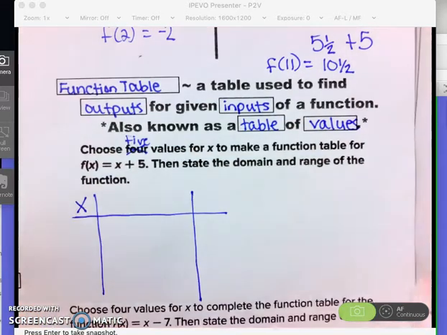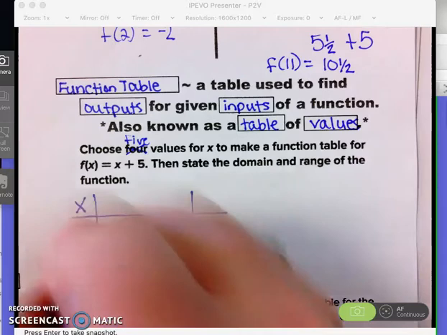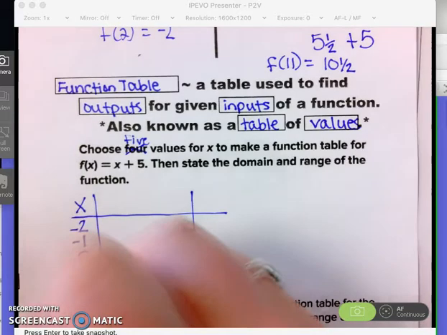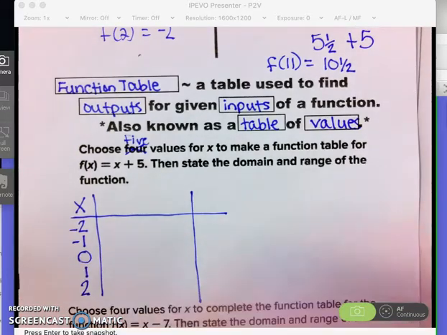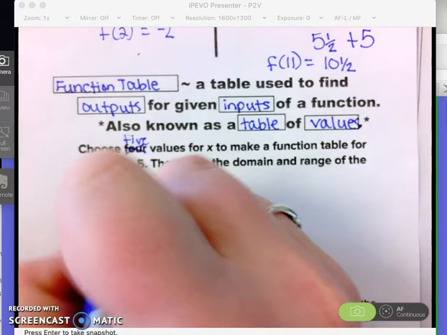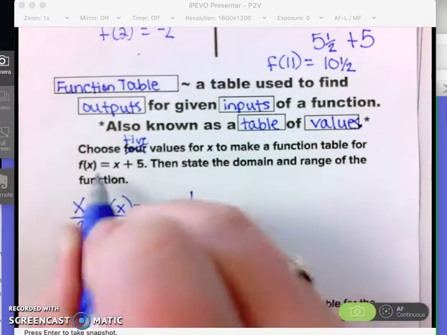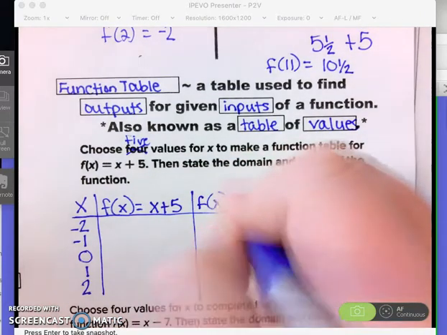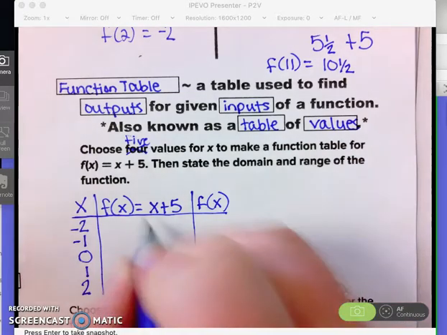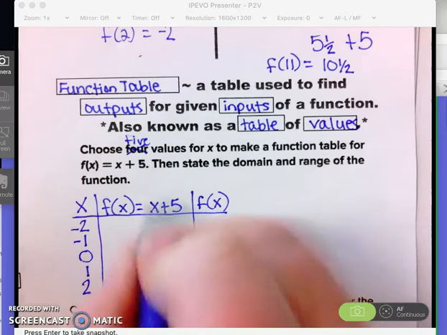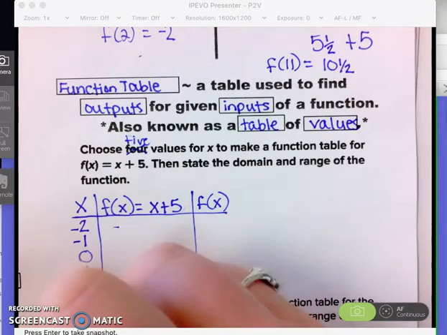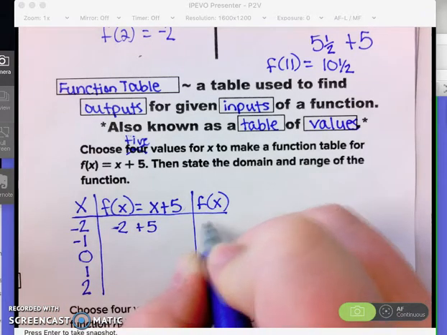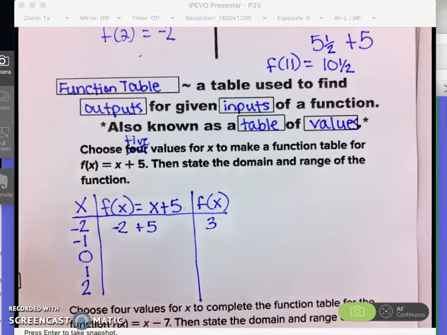So remember, this is your x, or your input. So you're going to input 5 different values. I would start at -2, -1, 0, 1, and 2, and then you're going to want to put your function in here. So f of x is equal to x plus 5. And then what is our output going to be? Wherever I see the x in this part here, I'm going to put whatever my input is. So -2 plus 5, and then I would get an output of 3.